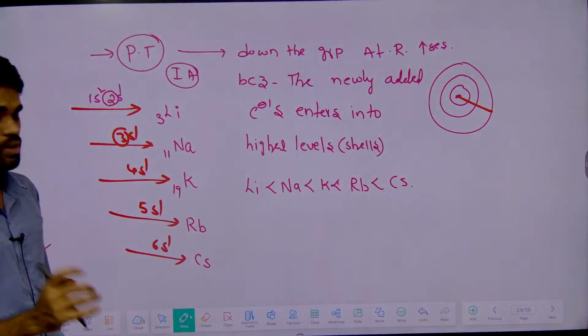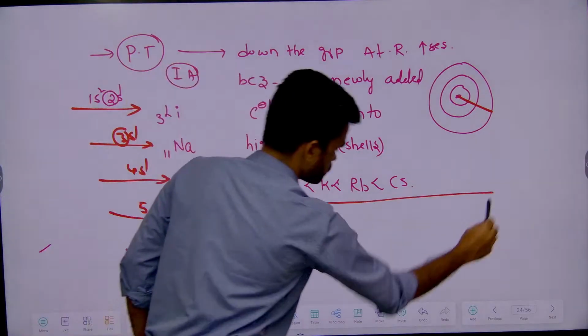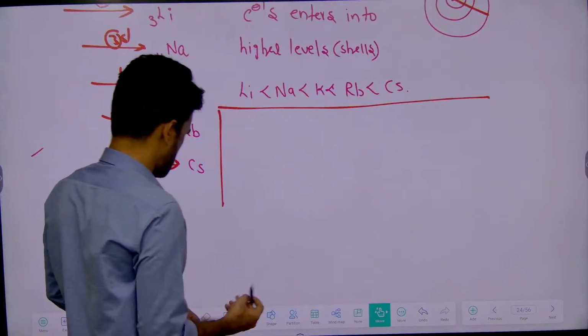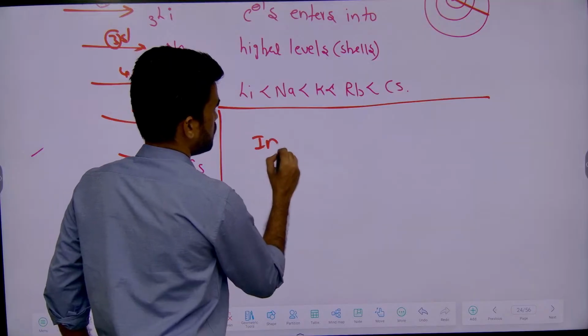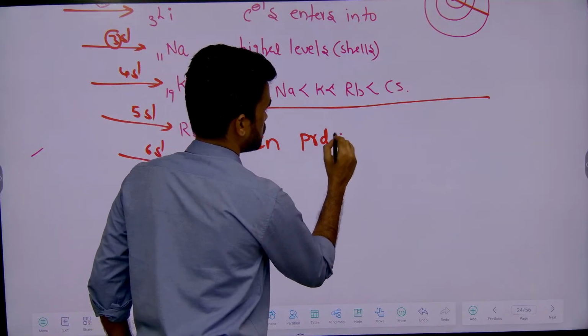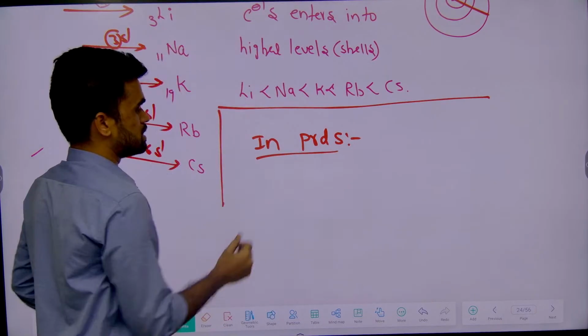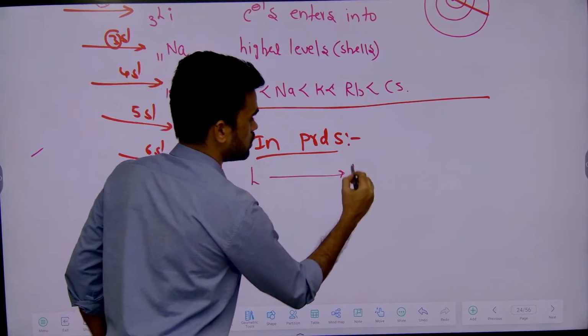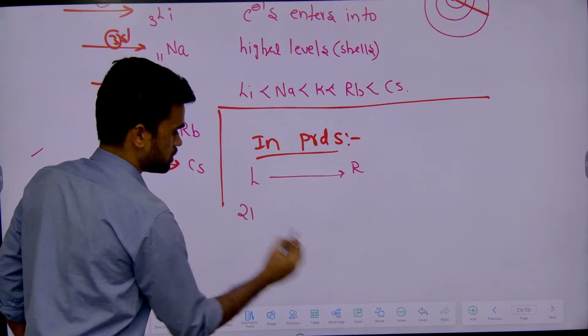Clear up to here, everyone? Yeah. So next, how does it vary in periods of the periodic table? Periods are generally taken left to right. Second period elements, you tell me.